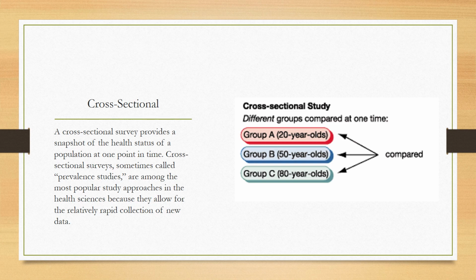Cross-sectional. A cross-sectional survey provides a snapshot of the health status of a population at one point in time. Cross-sectional surveys, sometimes called prevalence studies, are among the most popular study approaches in the health sciences because they allow for the relatively rapid collection of new data. Here you can see different groups compared at one time. You can see the diagram.